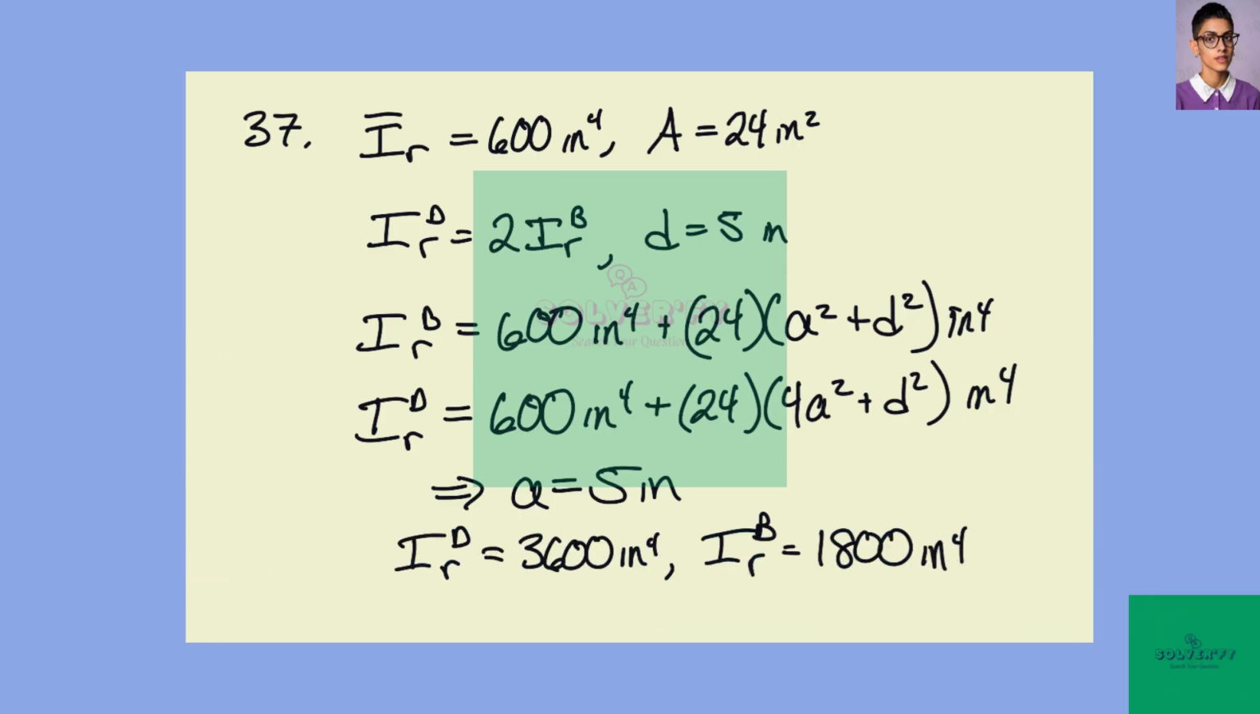And we can then solve for our area moments about D and B, and we get that if we plug in that a is 5 here, that's 3,600 inches to the fourth, and obviously this one is half, and that's 1,800 inches to the fourth.